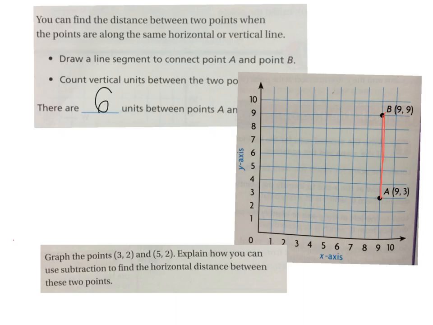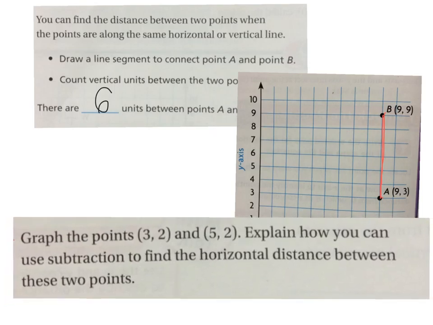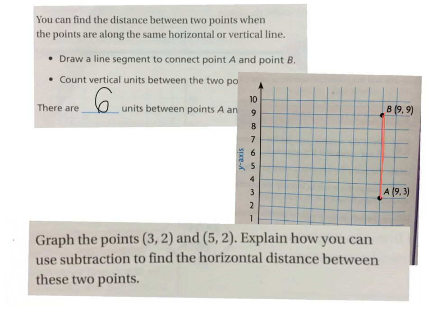Okay. Your next challenge is to graph the points 3, 2 and 5, 2. Okay. Go ahead and graph those 2 points. And just since there's no letter, you just label them with the ordered pairs. So you can just use that same coordinate graph and find 3, 2 and 5, 2. Once you're done, I want you to explain to your partner how you can use subtraction to find the horizontal distance between these 2 points.